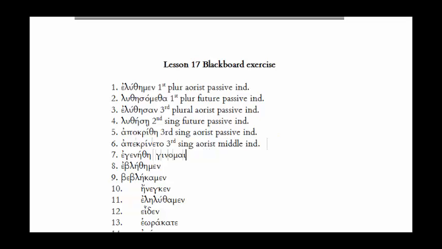Now, what are the principal parts of ginomai? Ginomai, genesomai, egenomen, gegona, gegenemai, egenethen. Egenethen. This is your sixth principal part from ginomai. Egenethen, egenethes, egenethe. So here you see the third singular. This is going to be your third singular.